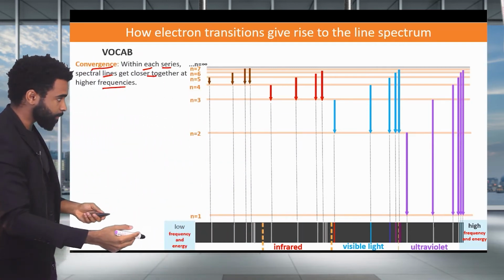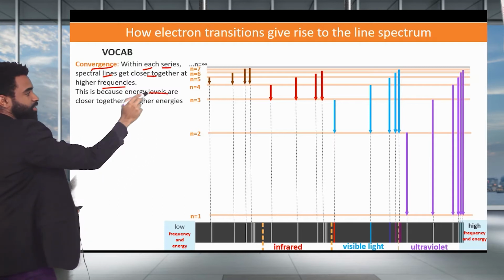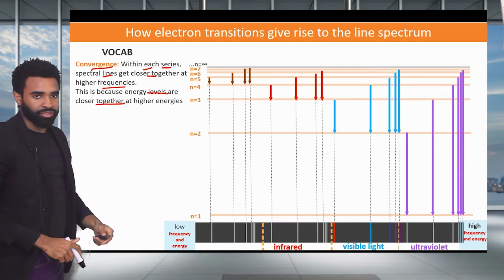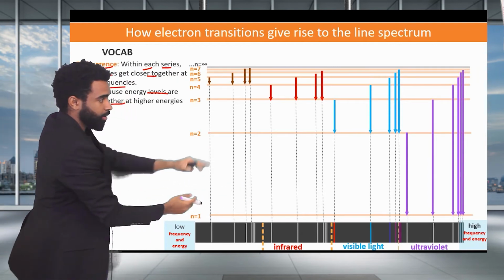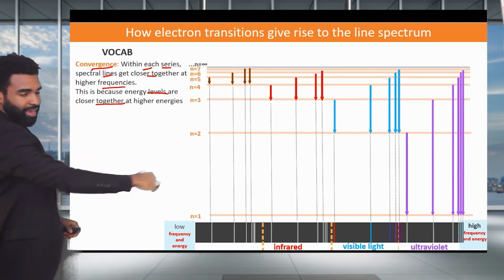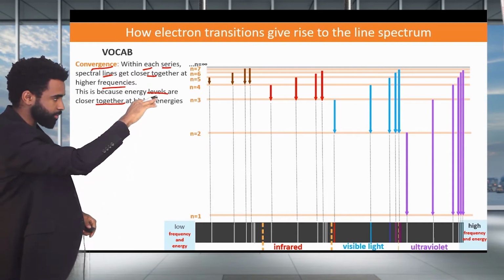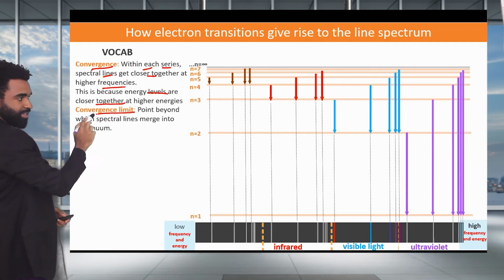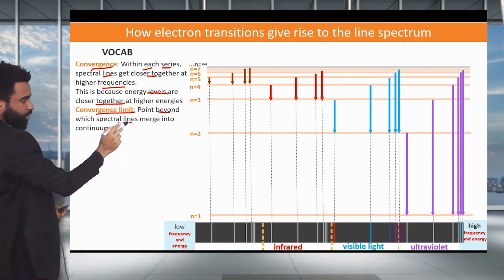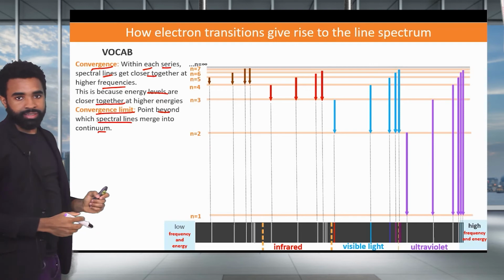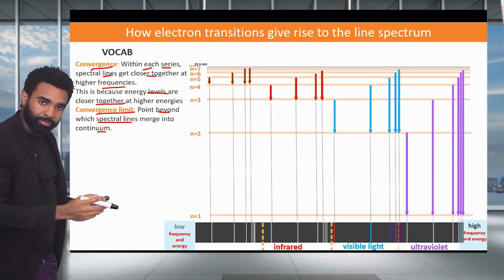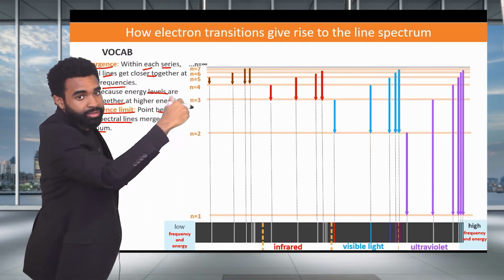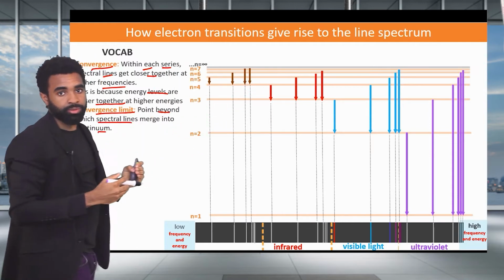The reason, of course, is that the energy levels also start to get closer together, start clustering together at higher energies. And so the spectra mirror the energy levels, or the lines on the spectrum mirror the energy levels. Another important point is the convergence limit is that point beyond which the spectral lines merge into a continuum. Okay? And it represents basically the energy of that electron dropping from n equals infinity down to n equals 1.